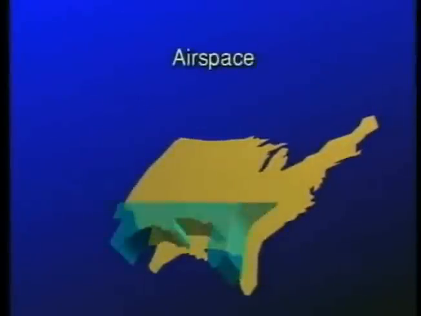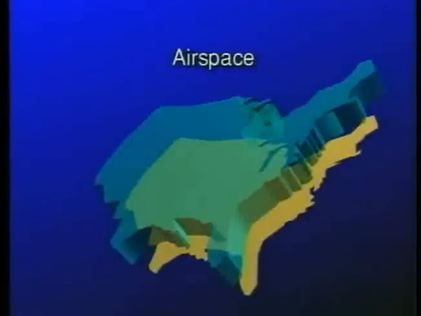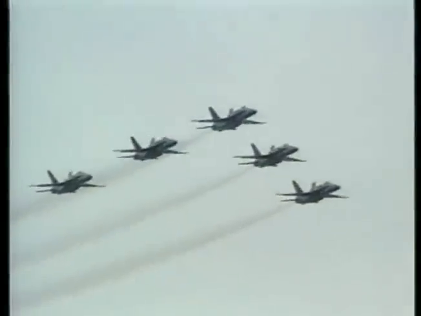The sky over the United States is divided into various airspace categories. The two main categories are controlled and uncontrolled. Special use airspace and other airspace areas are additional categories. First, let's take a look at controlled and uncontrolled airspace.